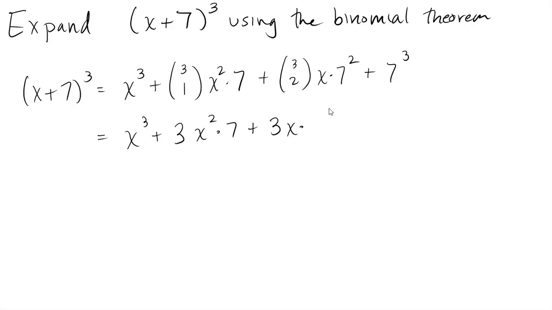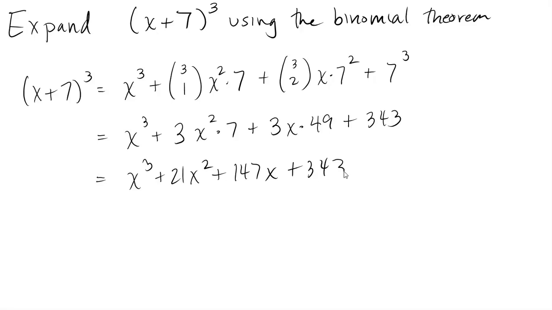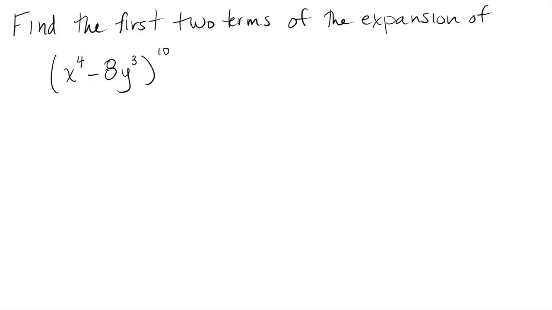Times x times 7 squared is 49. And then 7 cubed is 343. So simplifying, we get x cubed plus 21x squared plus 147x plus 343. This one's small enough that multiplying it out by hand wouldn't be that hard, so if you want to check this one later, you can. For our last few examples, we're not going to find an entire expansion, we're just going to find a term or two. Find the first 2 terms of the expansion of x to the 4th minus 8y cubed all raised to the 10th power. See if you can do this.